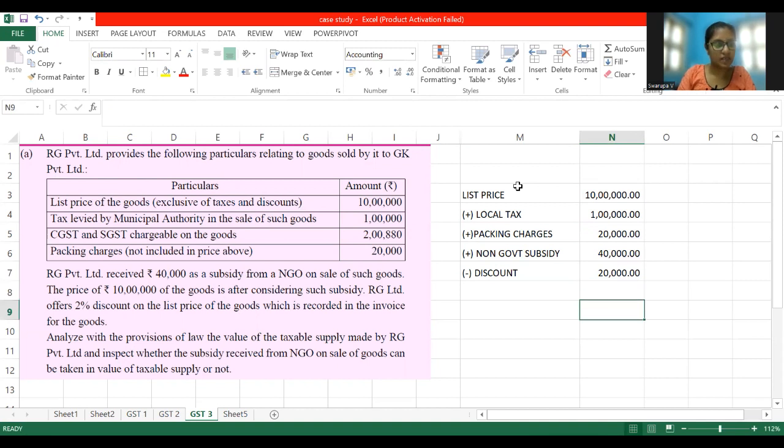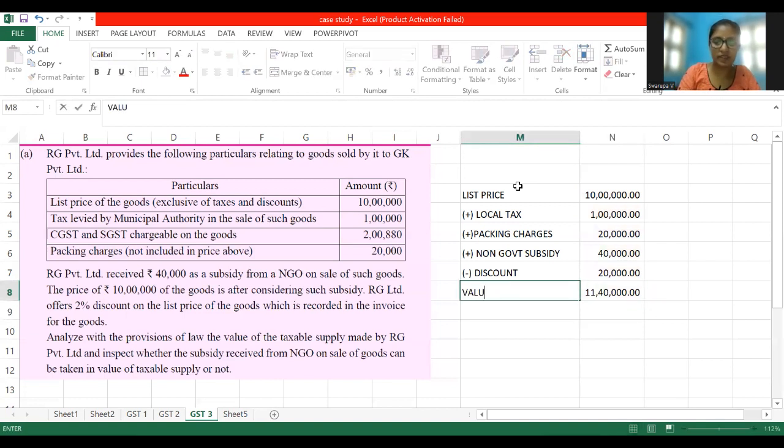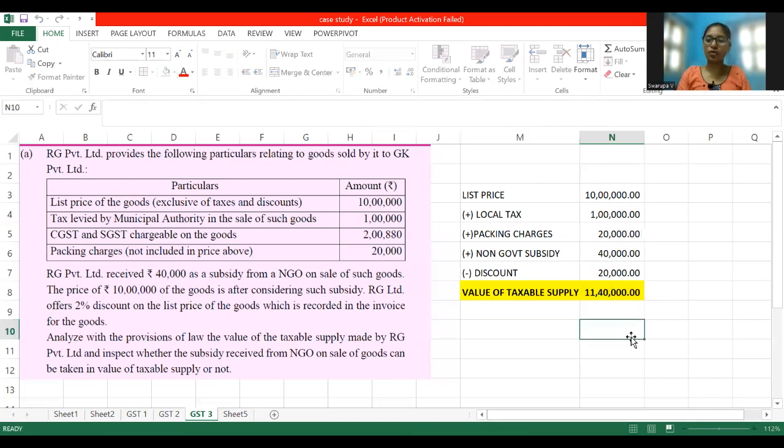So with this, all the parameters have been considered. So we will calculate value of taxable supply. 4 items to be added, 1 item to be reduced. This will be the value of taxable supply. So if you know what is to be included, what is not to be included, it is a very easy question, case studies to attempt, and it is quite scoring as well.